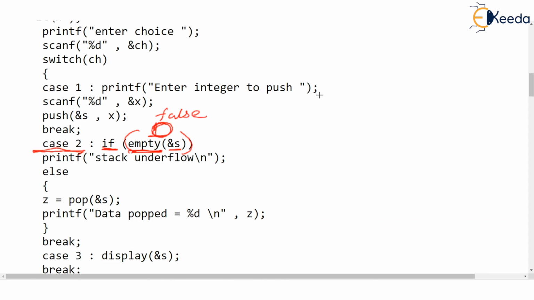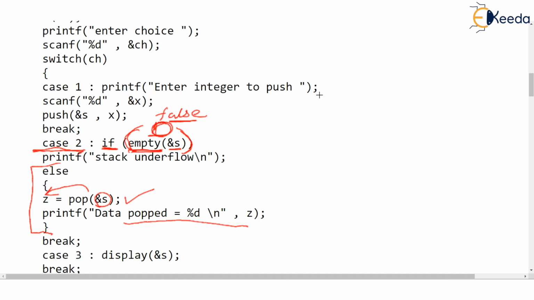So what do you see in the bracket of the if? The bracket of the if has false, and whenever the condition is false, else executes. So when is this else going to execute? Only if the stack is not empty. That is, the stack has some values that can be popped. In the else, we are calling pop by passing address of the stack as usual. And we are returning the value that we have deleted. Store it in Z and finally print the value of Z using printf.